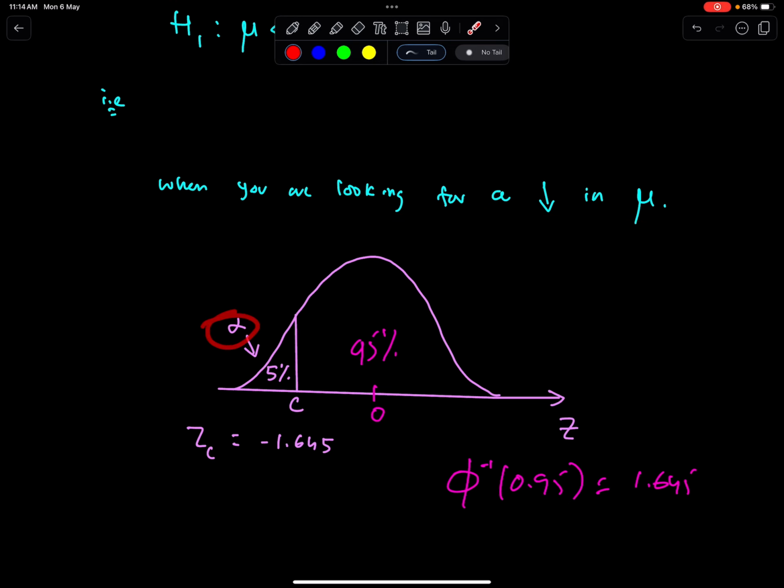Let's suppose alpha is 5%. Then if you are using your calculator, you just need to put 0.05 in your calculator for this value. And if you are using the normal distribution table, then this area is 95%. You just need to find phi inverse 0.95 in the normal distribution table. And you'll get 1.645. You need to put the negative sign yourself.